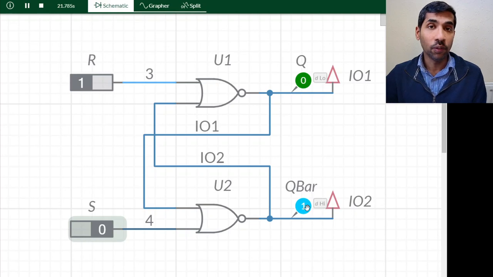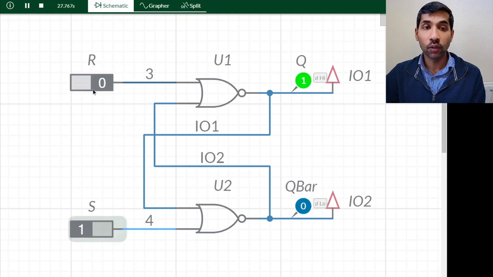But now notice what happens. Now if I have 1, 0 and Q and Q bar have the values of 0, 1, and I go to the state 0, 0, what's the output? The output is the same. It is maintained at 0, 1, right? Now let's go back and let's go to the state 0, 1. So now Q is 1 and Q bar is 0. And you go to 0, 0, what do you get? Q is still 1 and Q bar is still 0.